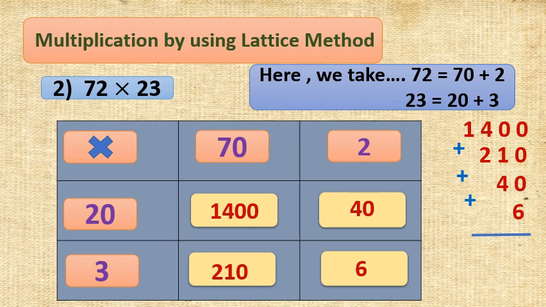Now we will add. In the unit place only 6 is there, correct? And in the tens place 1 plus 4, that is 5. Hundreds place 4 plus 2, that is 6. And in the thousands place only 1 is there. So our product is 1656, isn't it?